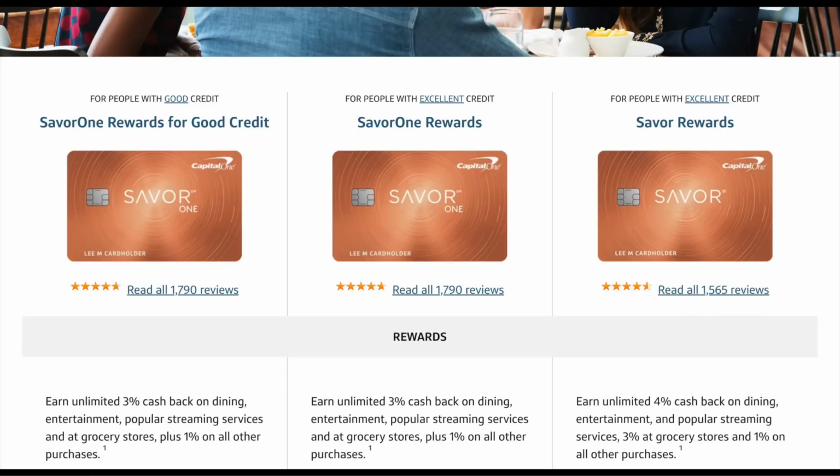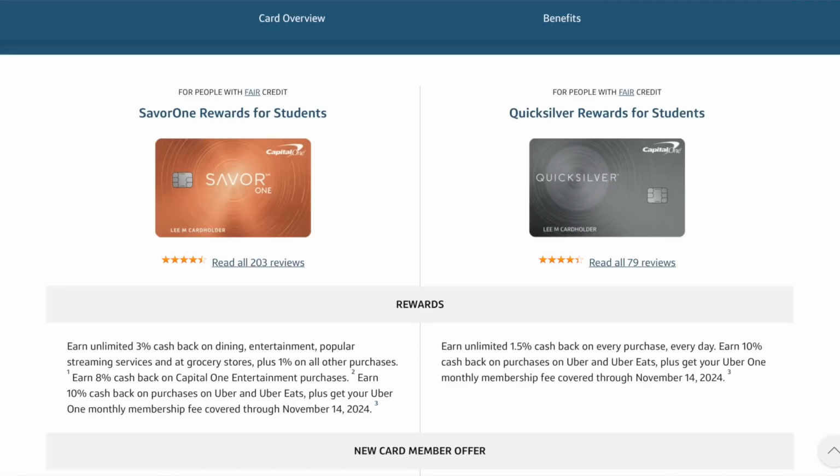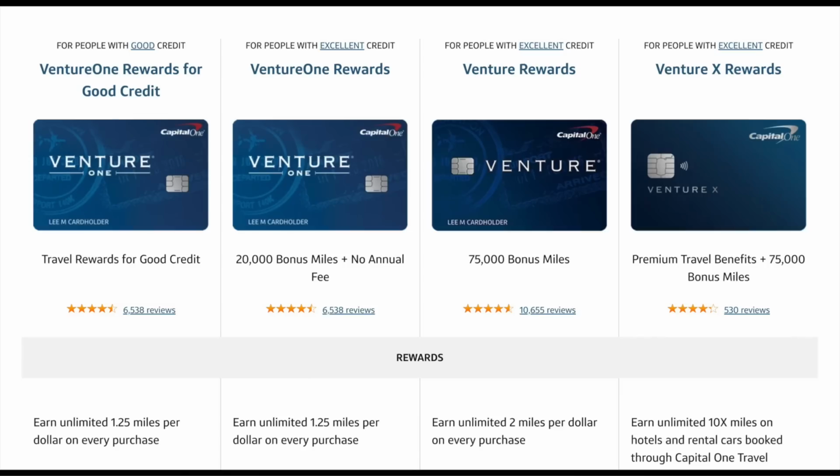The other is a regular Saver. That one has the annual fee and a slightly higher earning rate. There's also a student version as well, just so you're aware. And same thing here with Capital One's Venture One and Venture cards. There's good credit on the Venture One side, excellent, and then two more excellent for different products here.